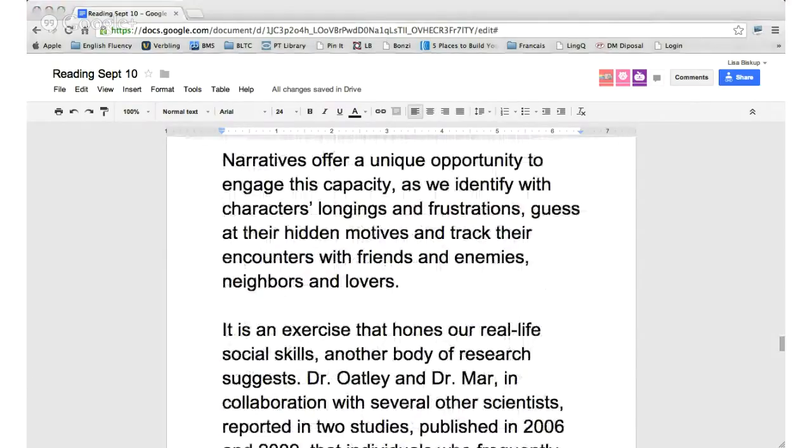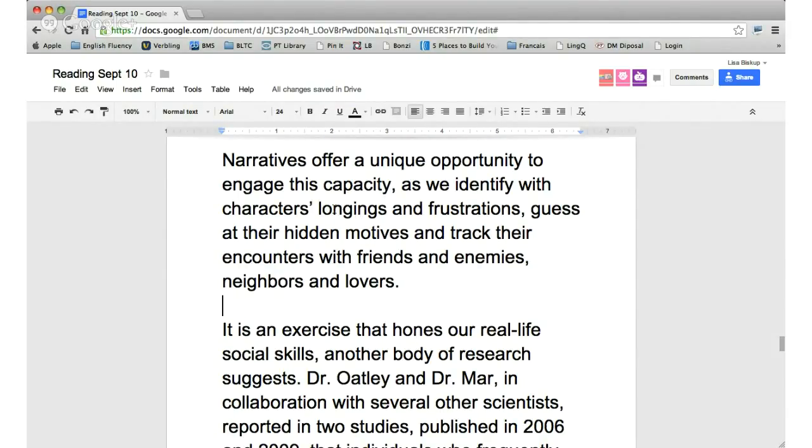Narratives offer a unique opportunity to engage this capacity as we identify with characters' longings and frustrations, guess at their hidden motives, and track their encounters with friends and enemies, neighbors and lovers.